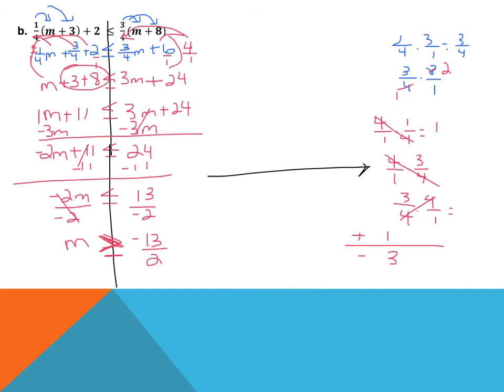So to graph that solution, okay, 13 halves is, 2 goes into 13, 6 times, 6.5, so negative 6.5. And it's greater than or equal to, so it would be brackets going to the right, to the greater side, including the arrow, which is infinity. So my solution would be brackets negative 6.5 to infinity.